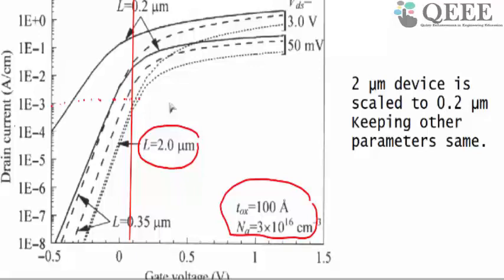Something like this one. If this is a threshold voltage, you can see for a very long channel transistor, for every channel length I have given two characteristics, for two different drain biases: one at 3 volt, the other at 50 millivolt. At 50 millivolt the transistor is in linear region, and at 3 volt you are guaranteed that the transistor is in saturation.